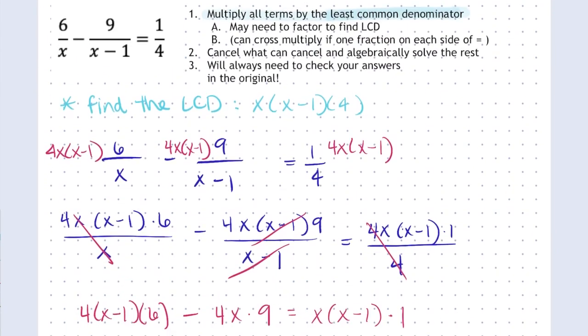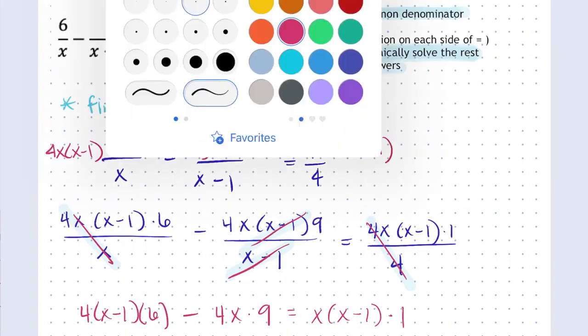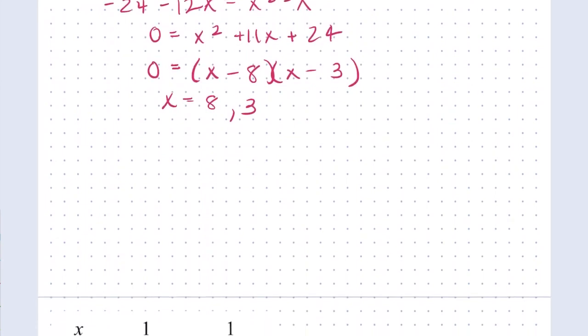Okay, so far we multiplied all terms by the least common denominator. We canceled what could cancel, right? Lots of stuff canceled. You don't want to multiply out until you cancel, because then you can algebraically solve the rest. You should always be left with either a linear or quadratic equation to be able to solve. And then last but not least, we need to check our answers in the original. So in 6 over x minus 9 over x minus 1 equals 1/4, we need to check to see if both of our answers work.